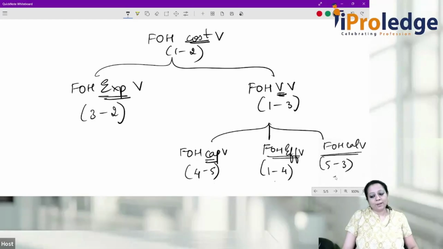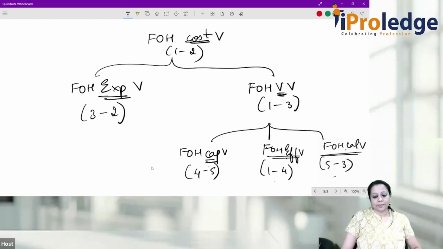Ma'am, how can I remember all these three? Capacity, efficiency, and calendar. Sometimes calendar variance may not be asked also. Then you will ignore it.